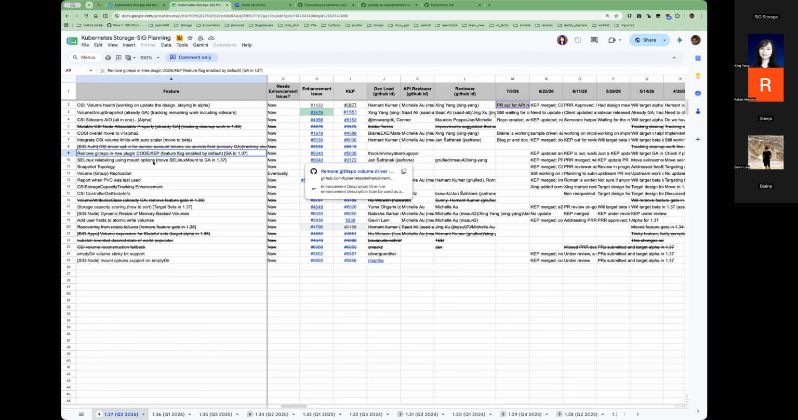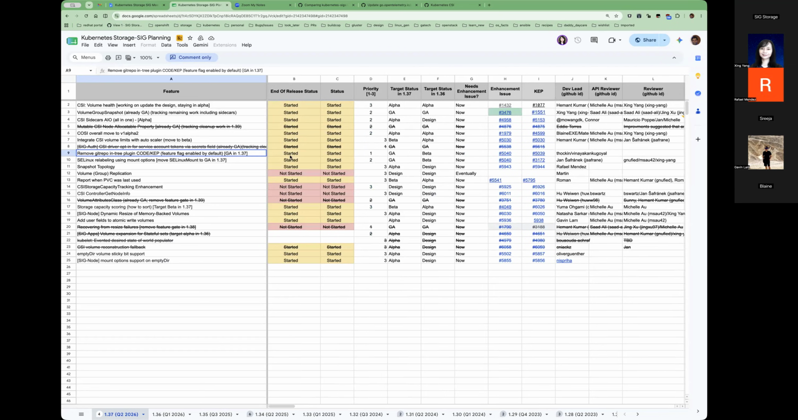Okay. Next one is remove gitRepo entry plugin. What was the conclusion? This is done actually. We don't really need a doc update because it's disabled. Even though we say it is GA, we changed the cap already, so we're done. Mark it as done. I would just say done, yeah. SELinux relabeling using mount options.